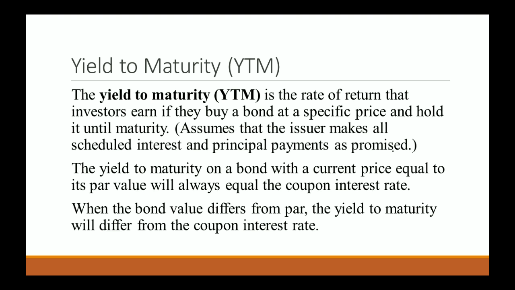The yield to maturity is the rate of return that investors earn if they buy a bond and hold it until maturity. So this is assuming that the issuer is not going to default, not going to miss any payments. The yield to maturity on a bond with a current price equal to the par value will always equal the coupon rate. If the bond value differs from par, as it usually does, the yield to maturity will differ from the coupon interest rate.